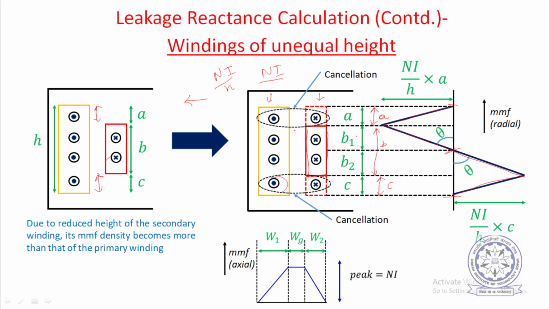Here the total winding is Ni. So the ampere turns per unit length is simply Ni by H, right? And this width is A. So this height is simply Ni by H into A, because per unit length it is Ni by H, and for a length of A it is Ni by H into A. Similarly, here this peak is also simply Ni by H into C. Only that you should know A, C, and the other thing is B.